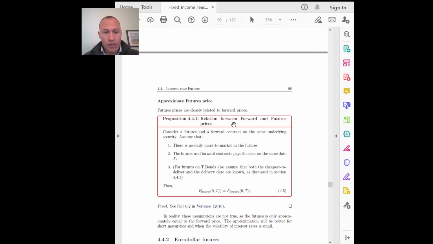One more note about the relation between the futures price and the forward price. The main idea here is that the forward price that we determined in the previous video is a reasonably good approximation to the futures price. Namely, if these assumptions hold, then we have exactly equality, meaning the futures price would be determined exactly like we did in the previous video for a forward price. In reality, these assumptions do not hold exactly, so we don't have this exact equality here. We have just an approximation.